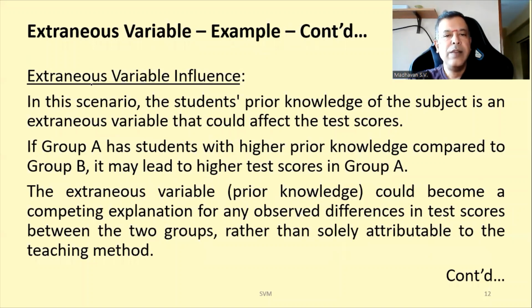Then, what influence can the extraneous variable have? In this scenario, the students' prior knowledge of the subject is an extraneous variable that could affect the test scores. If Group A has students with higher prior knowledge compared to Group B, it may lead to higher test scores in Group A. So the extraneous variable could become a competing explanation for any observed differences in test scores between the two groups, rather than the differences being solely attributable to the teaching method.